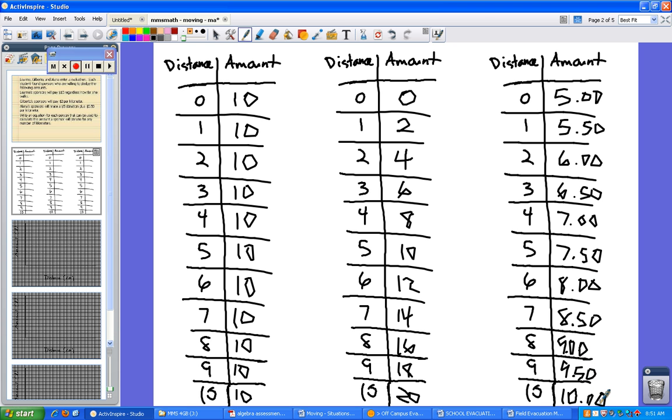Okay, so these are the tables that you should have had for Leanne, Gilberto, and Alana. Now you need to graph them. Go ahead.